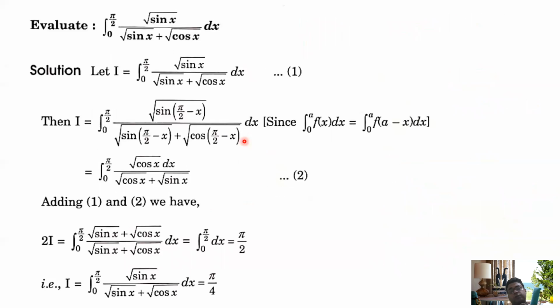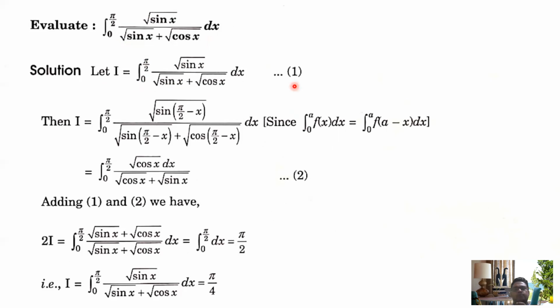Now this is also a very important question for you. 0 to pi by 2, this is one of the most important examples from definite integration: square root under sin x by square root under sin x plus cos x dx. Let I is equal to integral 0 to pi by 2 root under sin x dx by root under sin x plus root under cos x.